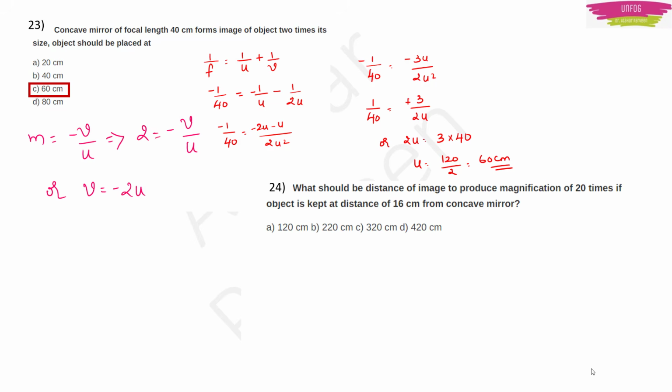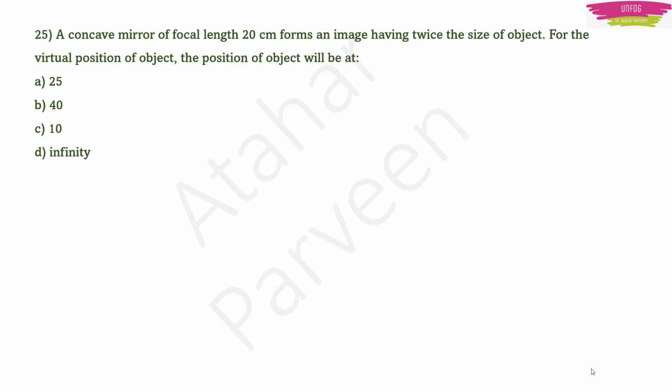Next question. What should be the distance of image to produce magnification of 20 times if object is kept at distance of 16 cm from concave mirror? Here they have given you object distance which is minus 16 cm because they are talking about a concave mirror. Magnification, you know it, right? m is equal to minus v by u for a concave mirror. Substitute the values. You get v is equal to 320 cm. So option C will be the right answer.